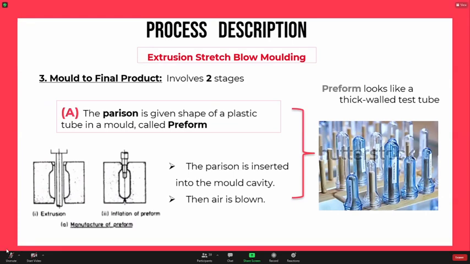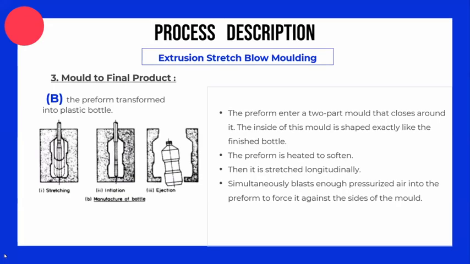Here, at first, a replica named the preform, which looks like a test tube, is made from the parison. Then the preform is placed inside a mold cavity, heated and stretched longitudinally, and air is blown to give the preform a plastic bottle shape.